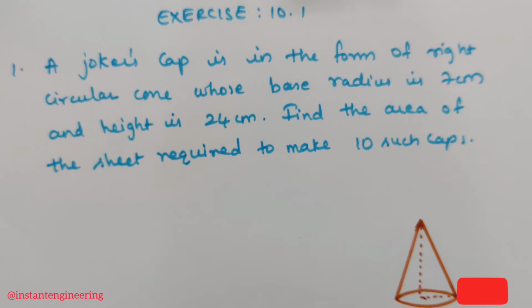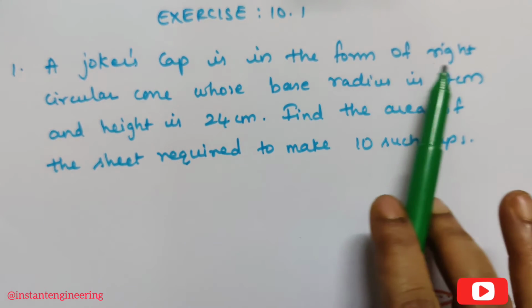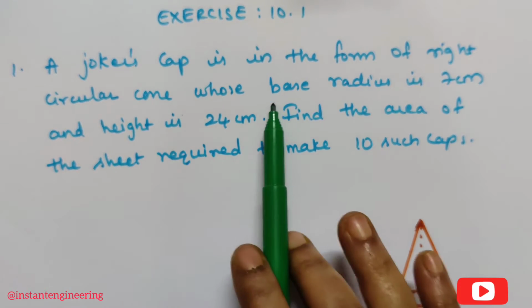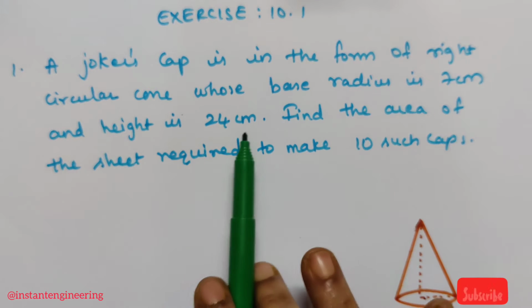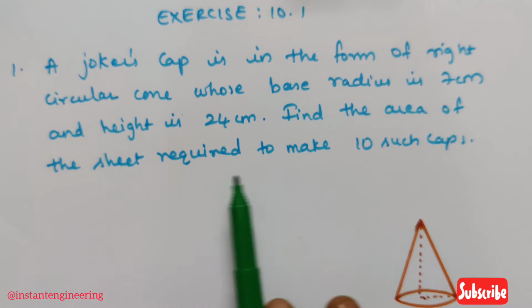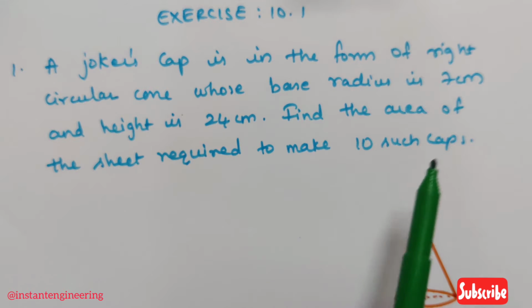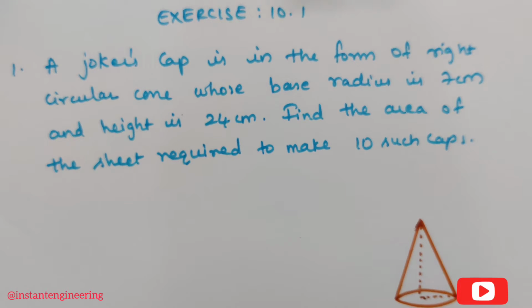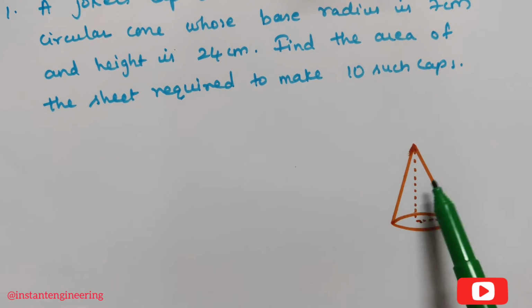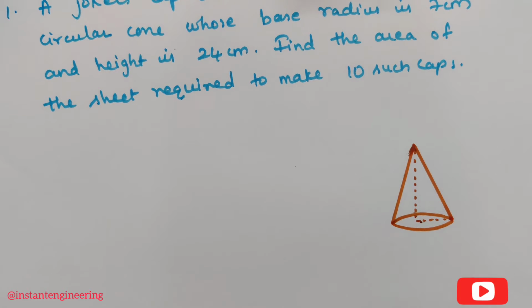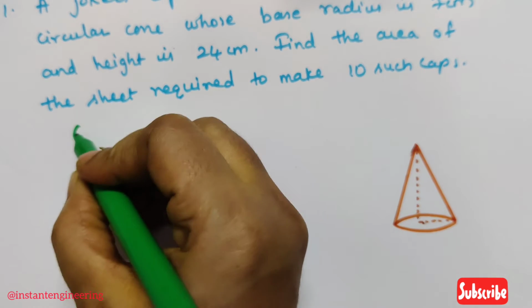See, the question given is: a joker's cap is in the form of a right circular cone whose base radius is 7 centimeters and height is 24 centimeters. Find the area of the sheet required to make 10 such caps. He is telling about a cone, so just draw a cone. This is like a cone, right? Now we'll write the given conditions.